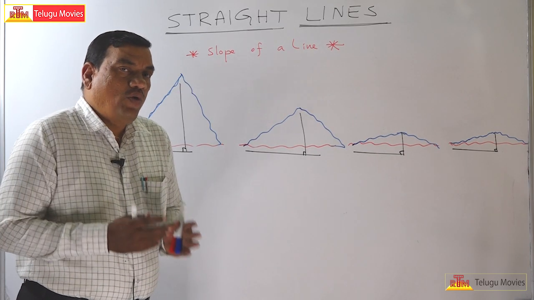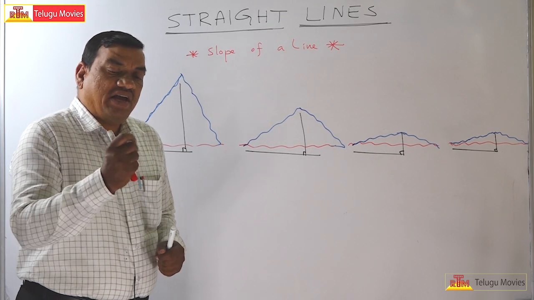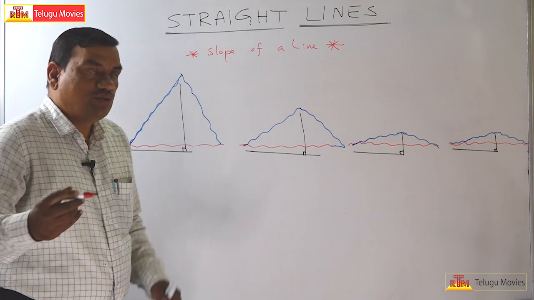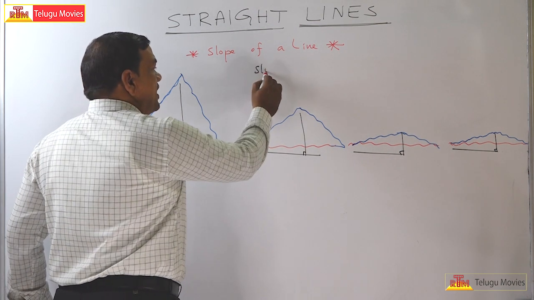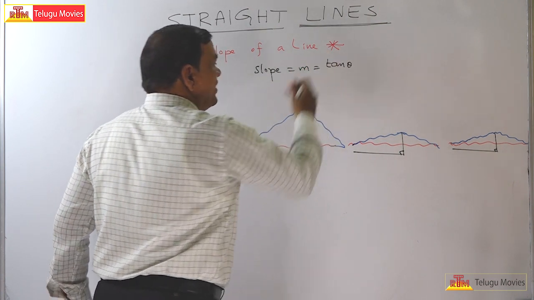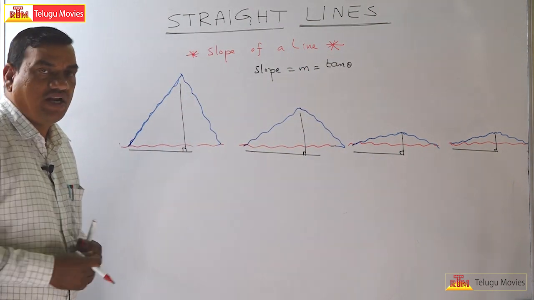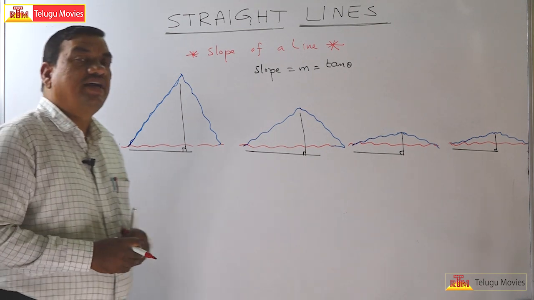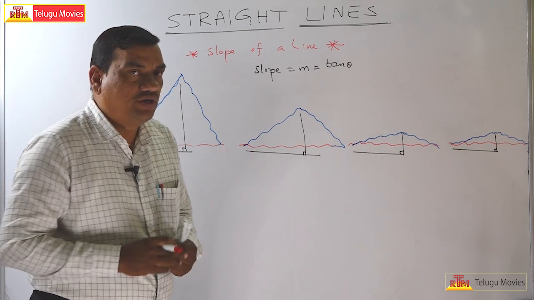Welcome back. So now I am going to explain a very important topic. That is the slope of a line, m = tan θ, where θ is called the inclination of that line. So why do we have to take tan θ only? That I am going to explain.